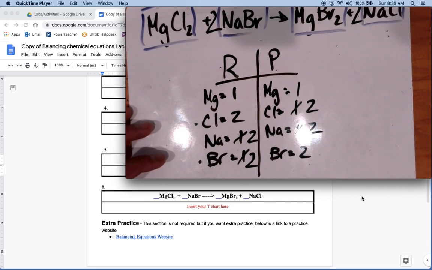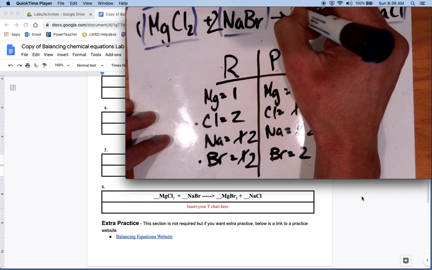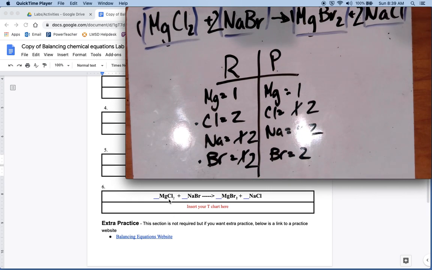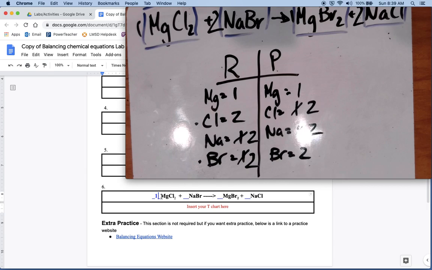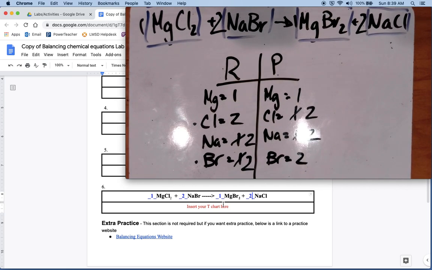So now this is an even clean fix. So that's a 1 and a 1 there. So when my answer goes in, it's a 1, 2, 1, 2. And then my T chart goes right there. And that's it. That's balancing chemical equations.